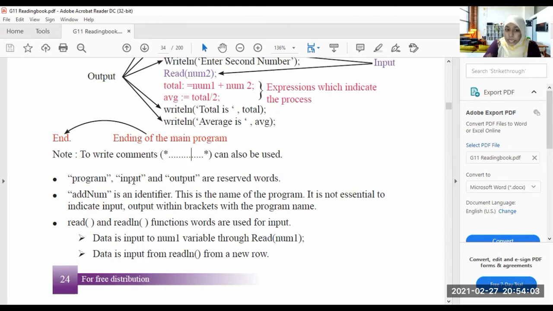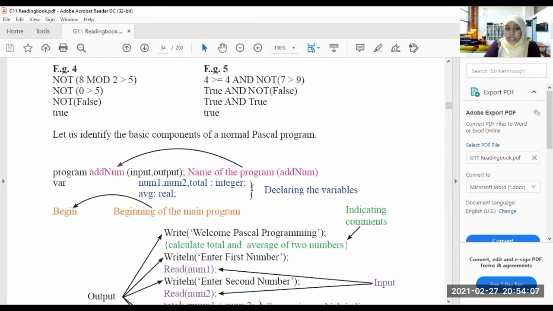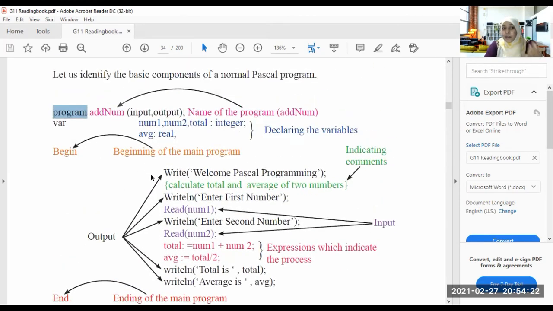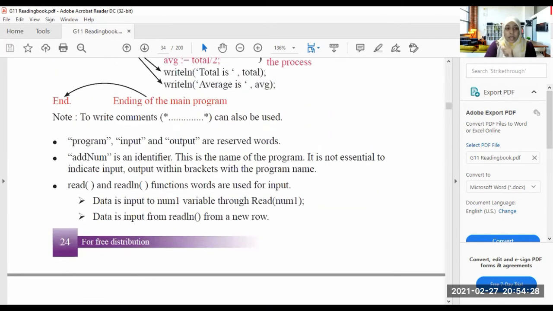Program, input and output are reserved words. You know that, right? So these are reserved words. Program means it is already reserved in Pascal programming. Input is also already reserved in Pascal programming. Output is also reserved in Pascal programming. So you can't use program, input and output as variables. Can you remember, right?